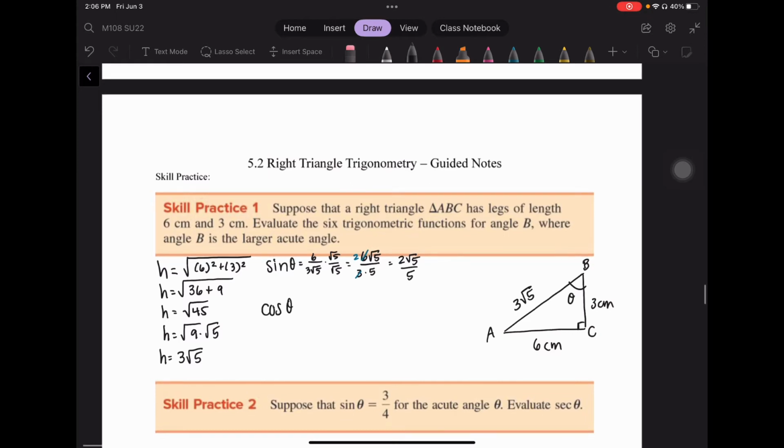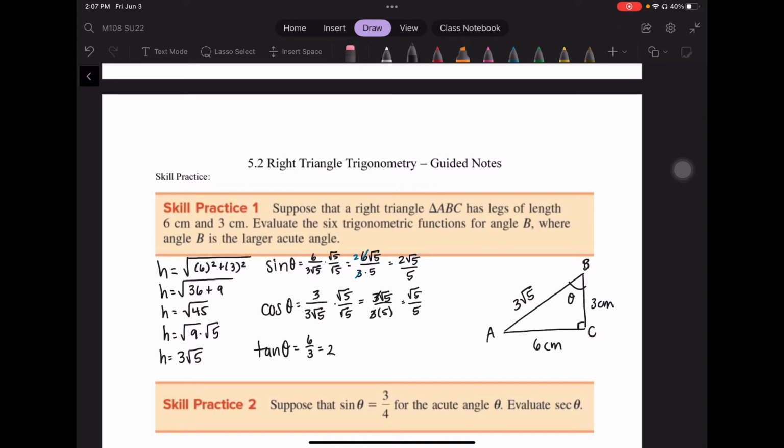Cosine of theta, I'm going to use the same sort of idea, is adjacent, which is 3, over hypotenuse, which is 3 root 5. Rationalizing the denominator, we get 3 root 5 over 3 times 5. Those 3's can cancel, and I have root 5 over 5. And the square root of 5 over 5 does not become 1. You can't cancel inside the radical a 1 that's not inside the radical. The tangent is equal to opposite over adjacent, which is 6 over 3, or just 2.